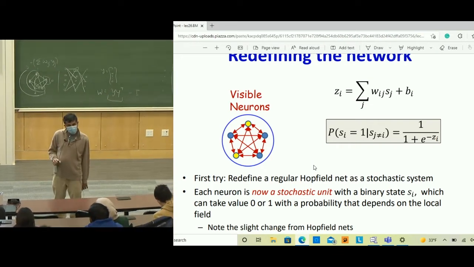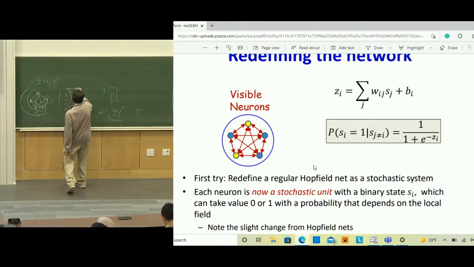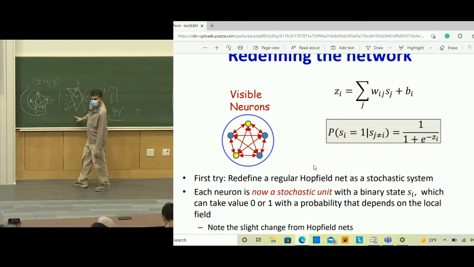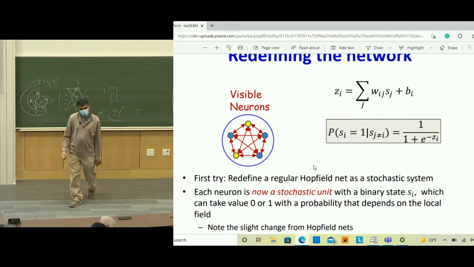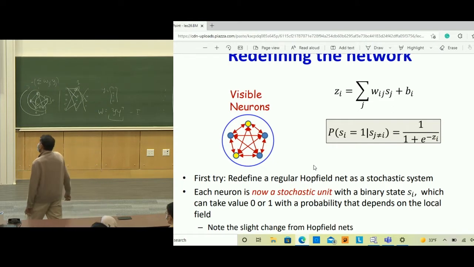I can define a logistic over the field, 1 over 1 plus e raised to minus z. And that gives the probability that this neuron takes the value 1 at this sample. Remember, going through this sequence is basically iterating through the network, right? You keep updating all the neurons. So the probability that a neuron takes a value 1 at any given iteration is simply given by the logistic of that field, individually for all of the neurons. So what this means is all I have to do is this.